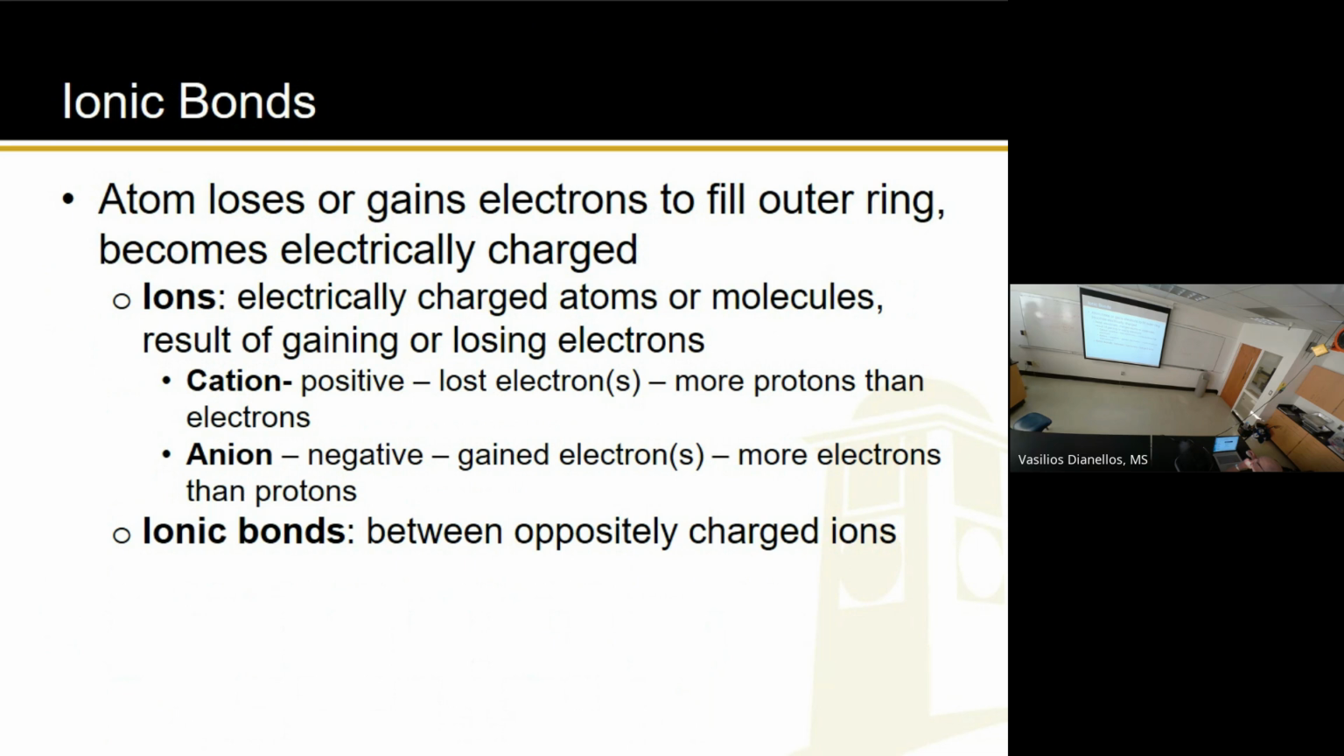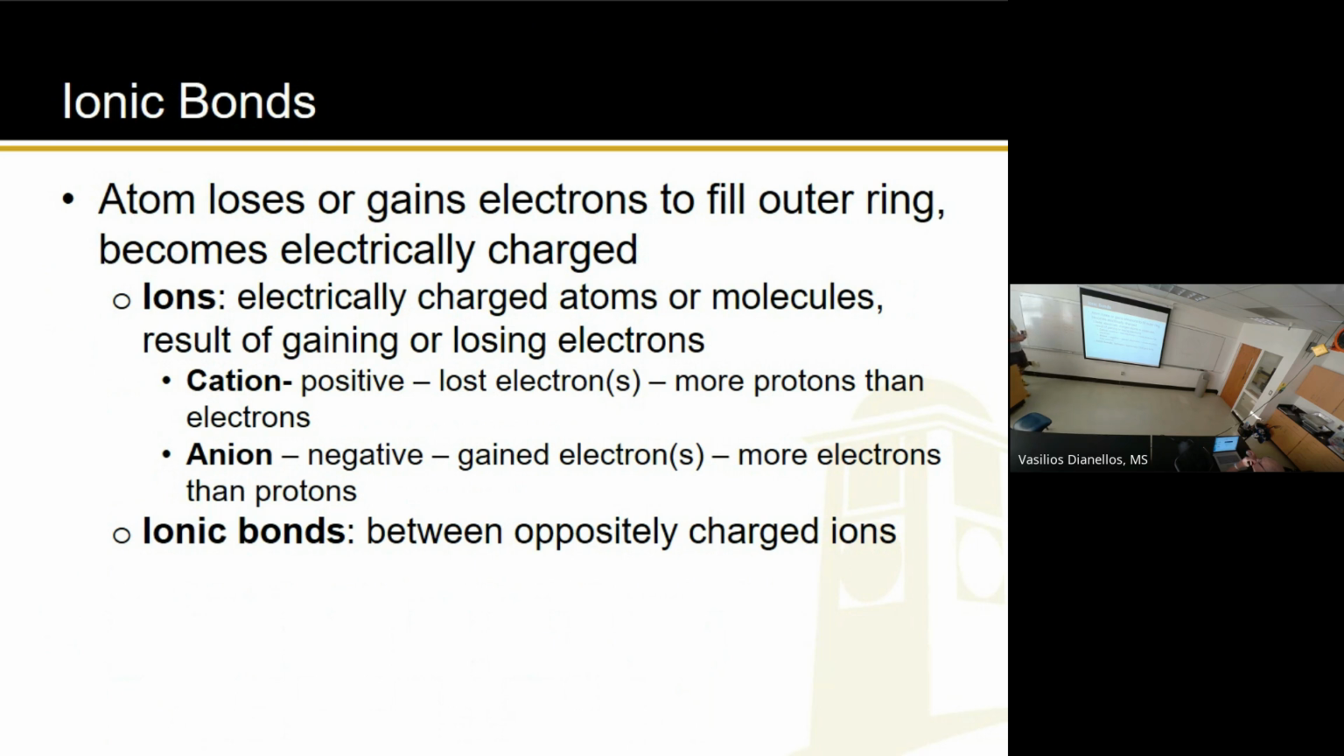Anyway, let's talk about ionic bonds. There's different types of bonds. Seems like I'm missing a slide. I should have had a slide and told you there's three types of bonds that we're going to consider in this course. Ionic bonds, covalent bonds, and hydrogen bonds. We're going to talk about them separately. So here's the first one, ionic bonds.